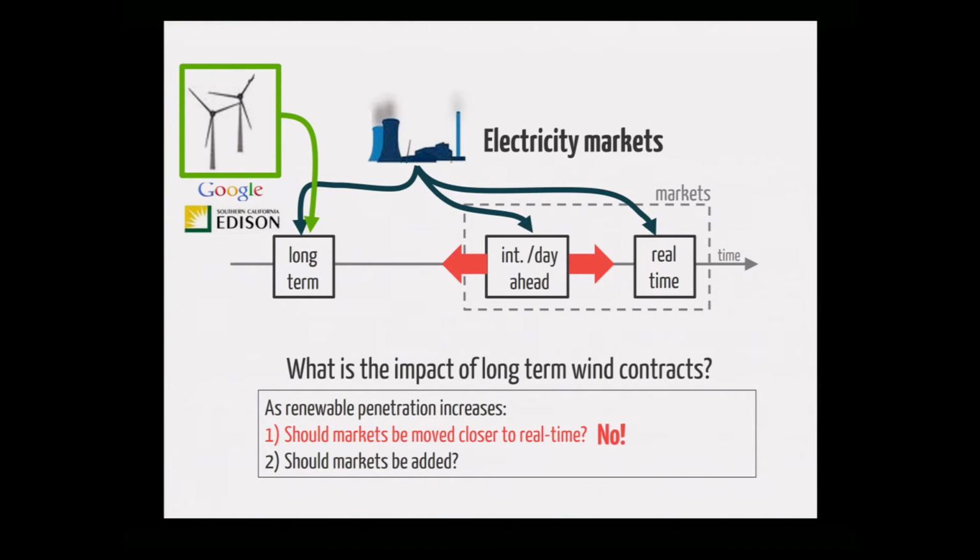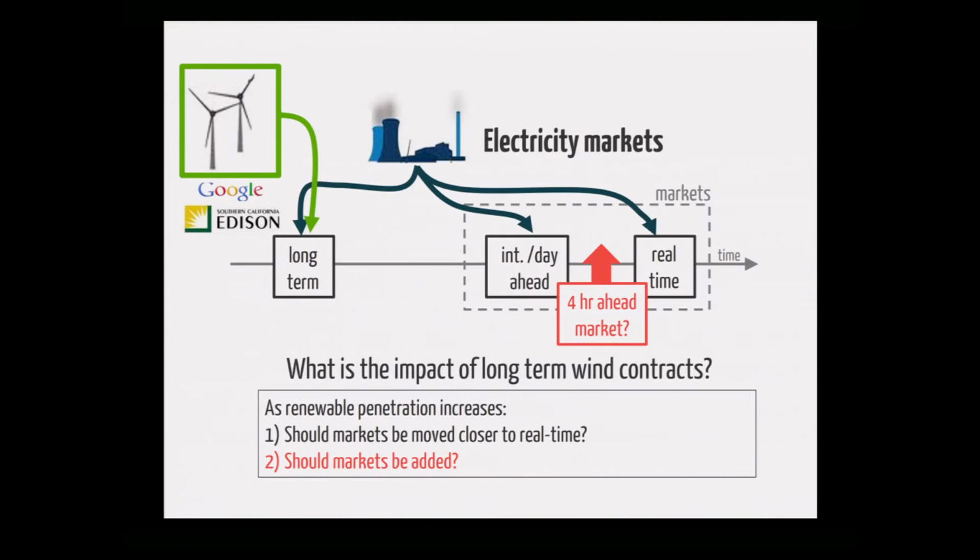But I think the even more intriguing thing is, should markets be added? Does that also prevent things like having negative costs for consuming electricity? That's a network effect. That's a network effect, yeah. So I'll get to that in the second part.